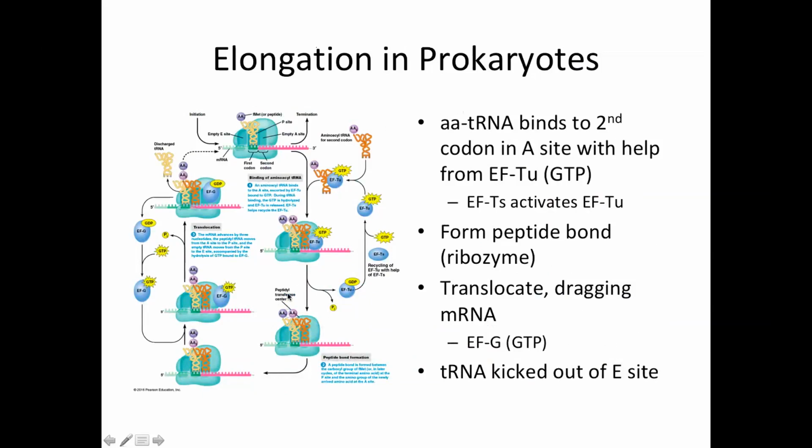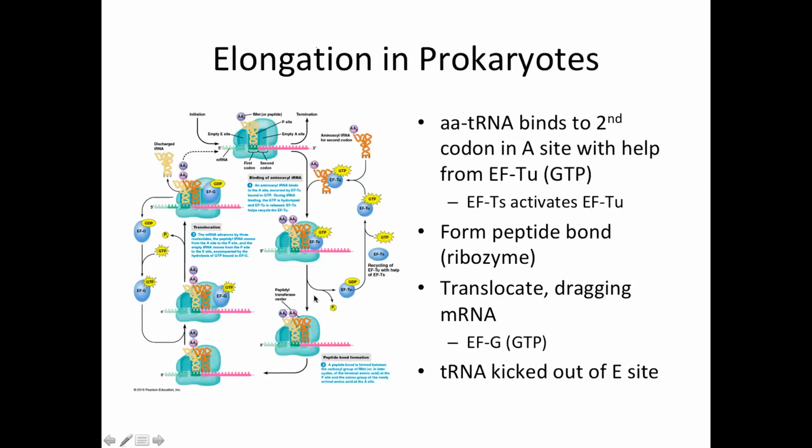And then it's going to need to be re-energized. So it'll be recycled with the help of another factor, EF-Ts, which will allow it to get more GTP so it can grab another amino acid containing tRNA and go on from there. So this will continually be recycled using GTP as our energy source.